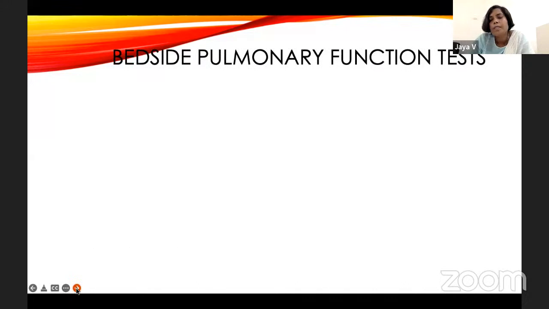What are the bedside pulmonary function tests you know? Coming to the bedside pulmonary function tests, we have 2 categories: tests for vital capacity and tests for dynamic function. First, for the test of vital capacity, we have the breath holding test and the single breath count test. Can you explain each test and how you interpret that test?